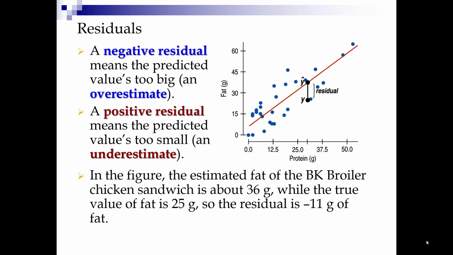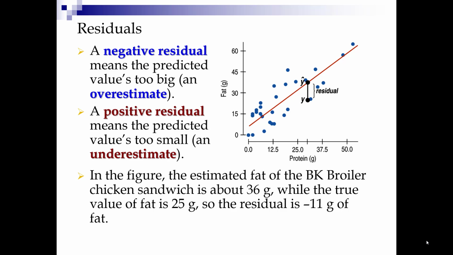A negative residual means that our prediction was an overestimate and our actual value is lower, or below the LSRL. A positive residual means our predicted value is too small and it's an underestimate, and that means that our actual value is above the LSRL.